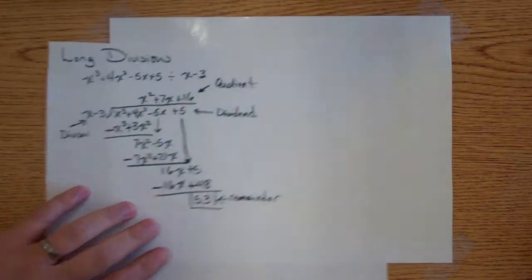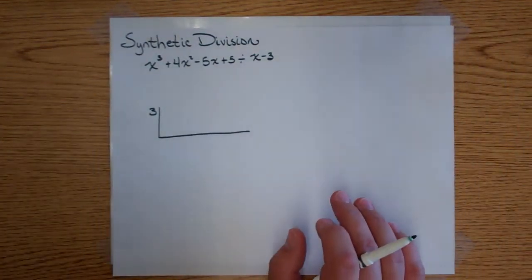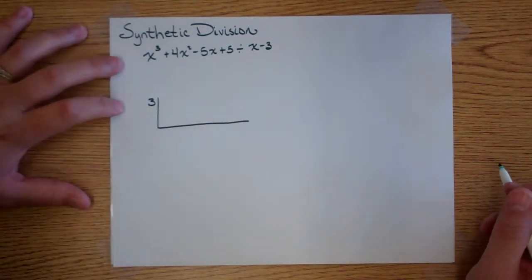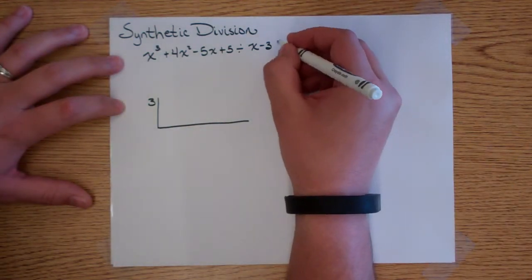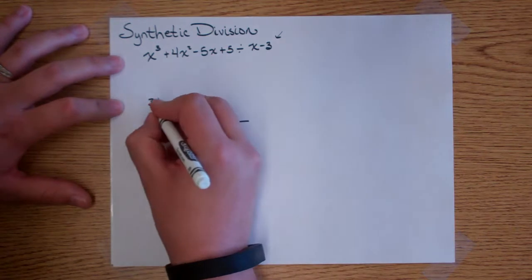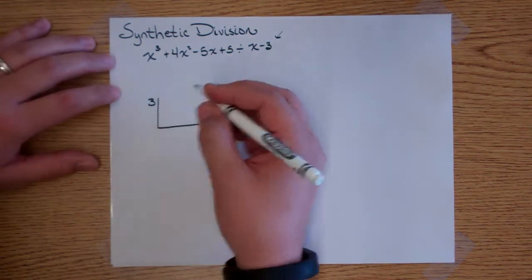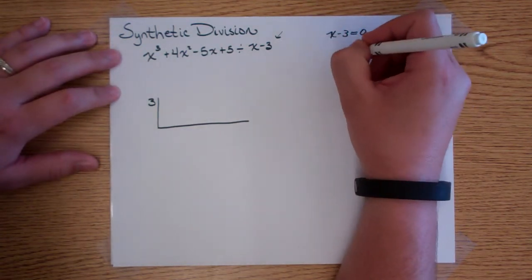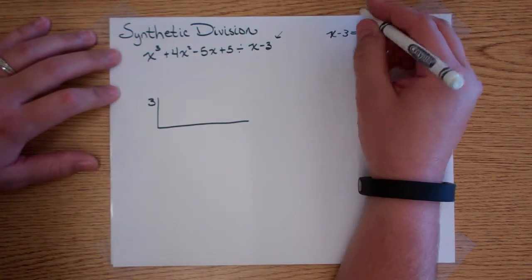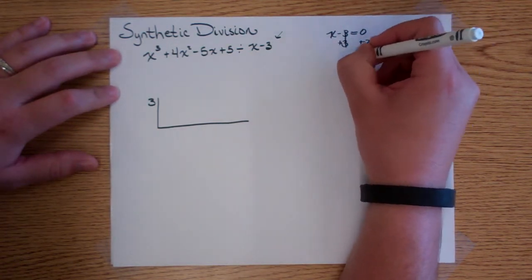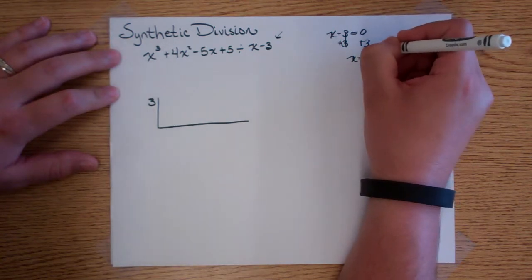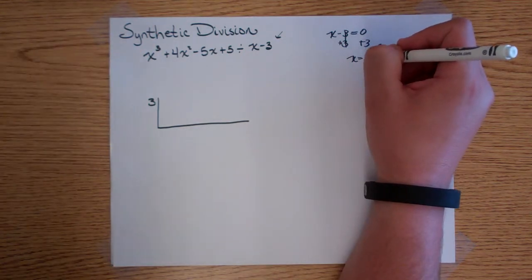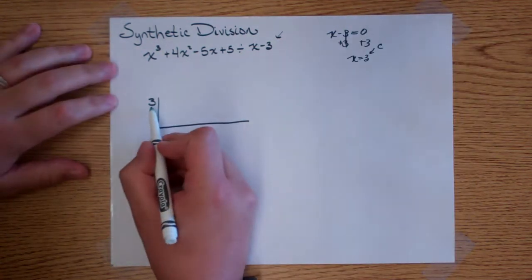Now, I'm going to show you a little easier way to divide the same thing. This is called synthetic division. Now, this is our divisor. But now what we put out here, this 3, is C. So what we have to do is take our divisor, x minus 3, set it equal to 0, and then solve. Plus 3, x equals 3. So that means C is 3, because this is x minus C. So that means C is positive 3, so that's why we have a positive 3 out here.